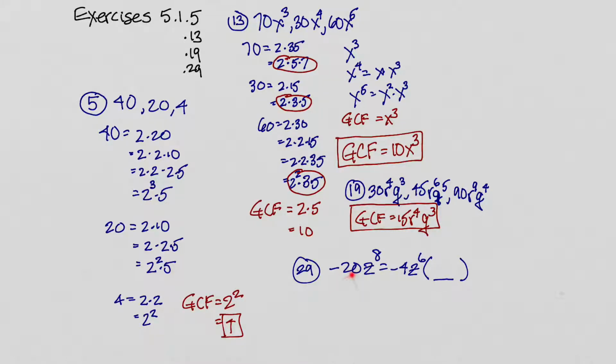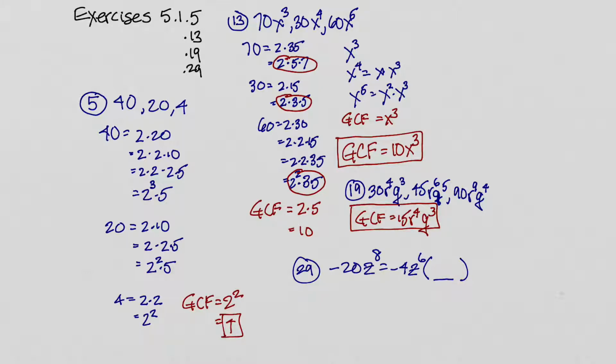Now in problem number 29, we're looking for this. We've got negative 20 z to the 8th, and it's partially factored already: negative 4 z to the 6th. So what we're asked for is, what do we put here such that when we multiply this and this, we get this number here? Well, we're multiplying, so all we have to do is do a quick division in our heads.